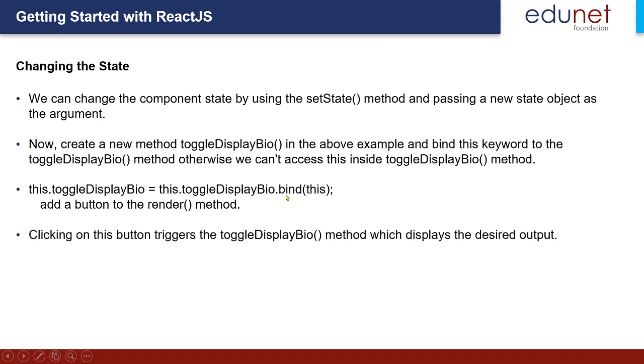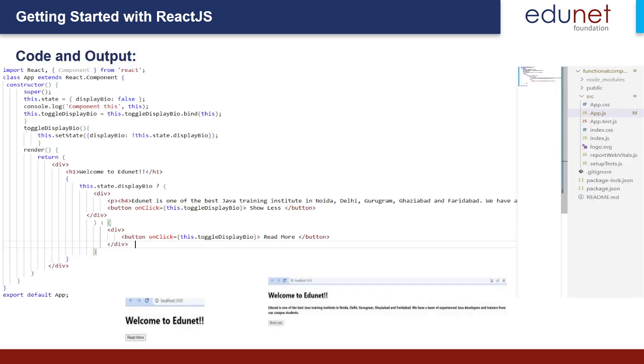You need to use the bind keyword. If you don't use the bind keyword, what happens? It will not access. You need to use .bind in the method. And add a button to the render method. Clicking on this button triggers the toggleDisplayBio method, which displays the desired output. Clear? So this is another example of how we can change the state using a React component. Okay, so did you understand the state, how state works? So we'll see this example.